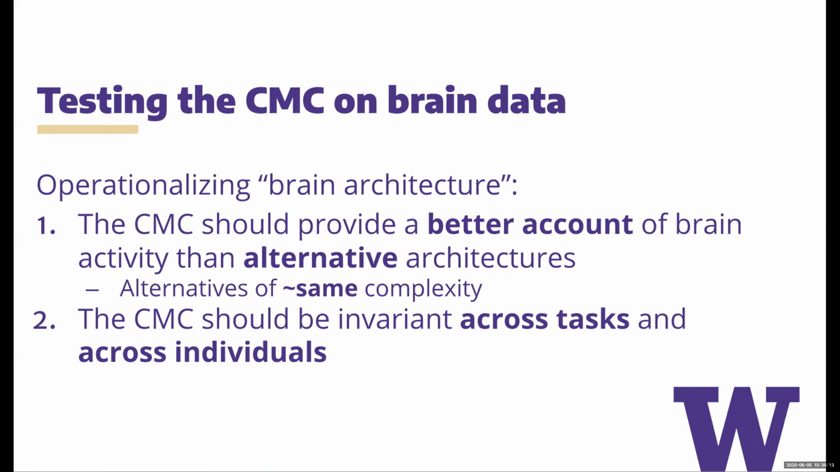We think that the common model will do a good job of this, but we would like to formally test it. So the way we're going to do that is we are going to try and compare the predictions of the common model on this task data and these individuals against the predictions of alternative architectures. And if the common model is the better structure, then it should provide a better account of the brain activity across the tasks and across all of the subjects.